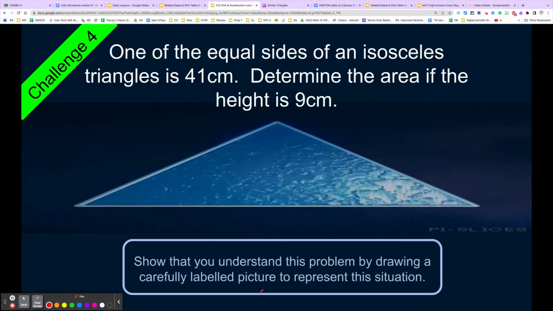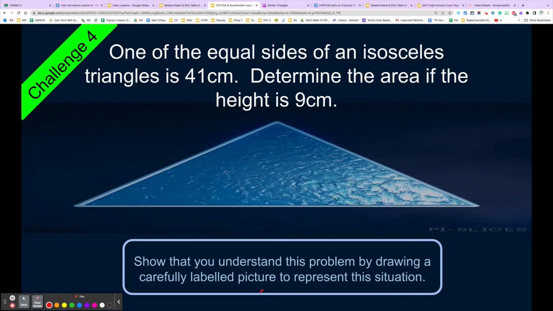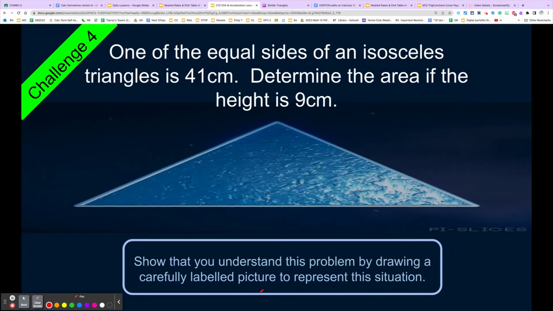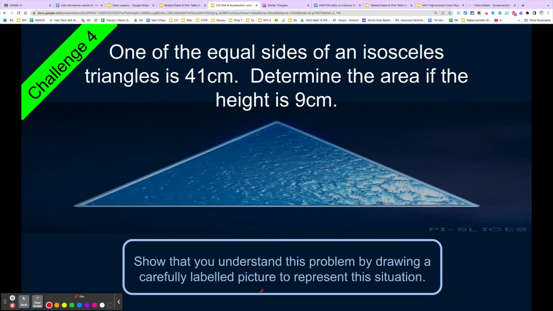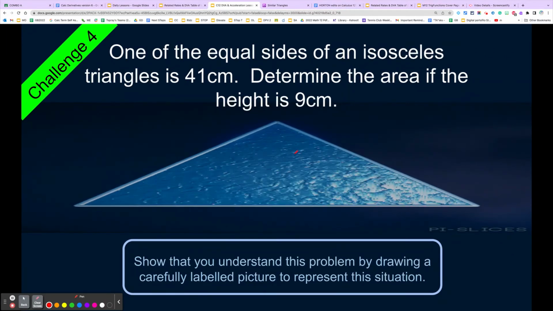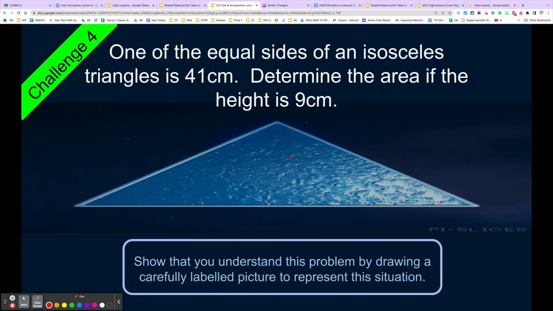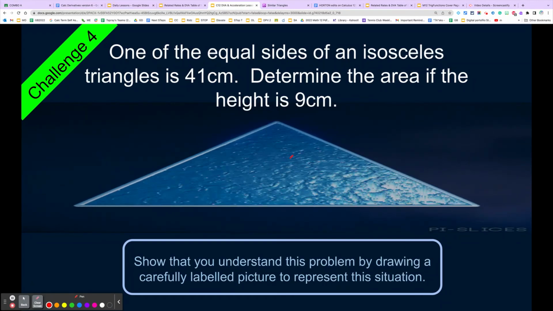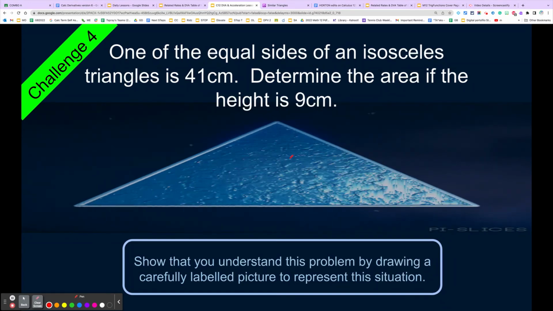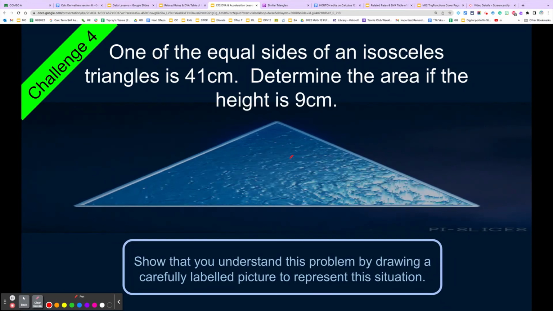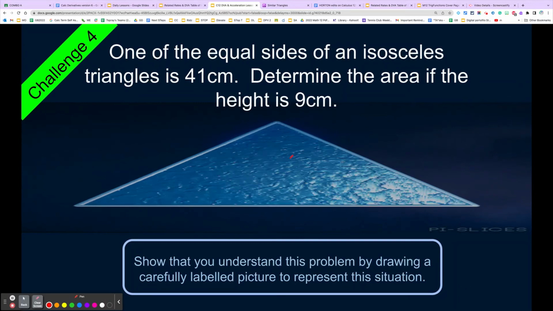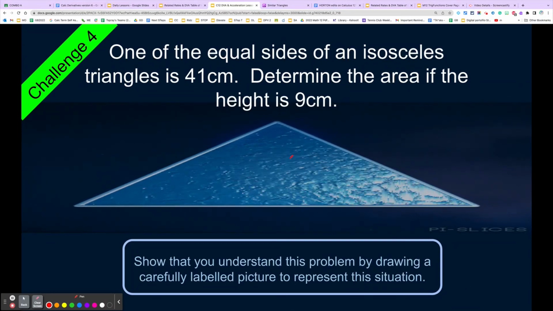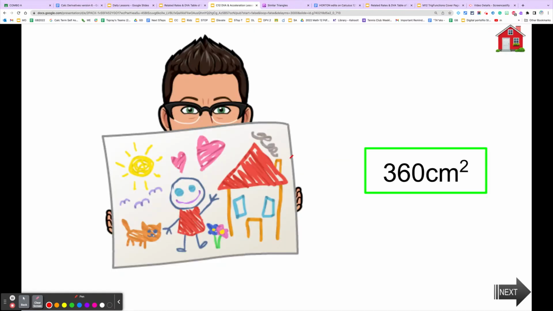And yeah, so let's take a look at this one. One of the equal sides of an isosceles triangle is 41. Determine the area if the height is 9. So let's dig in. Pause the video. You should be able to solve this question on your own. So we're really practicing your perseverance, your curiosity, your wonder, your willingness to draw good pictures. And so draw this picture really well before you attempt to answer the question. Okay, so let's dig in.